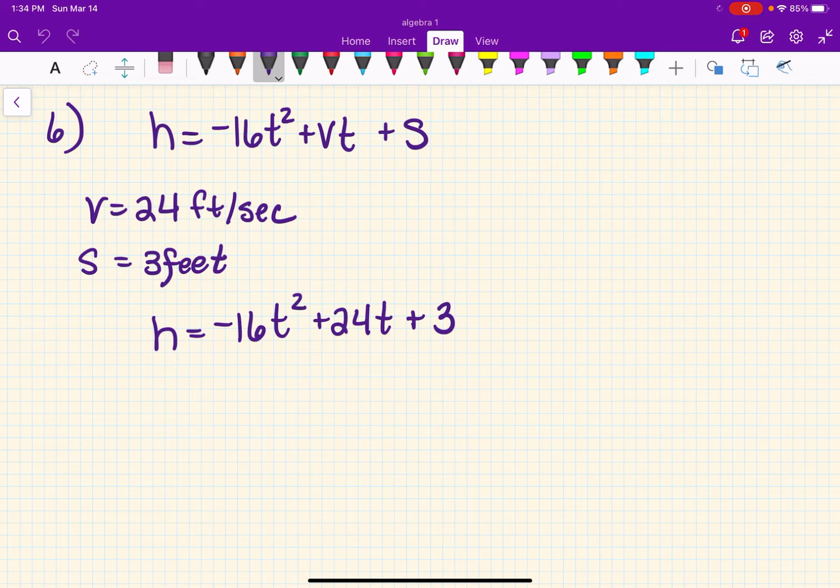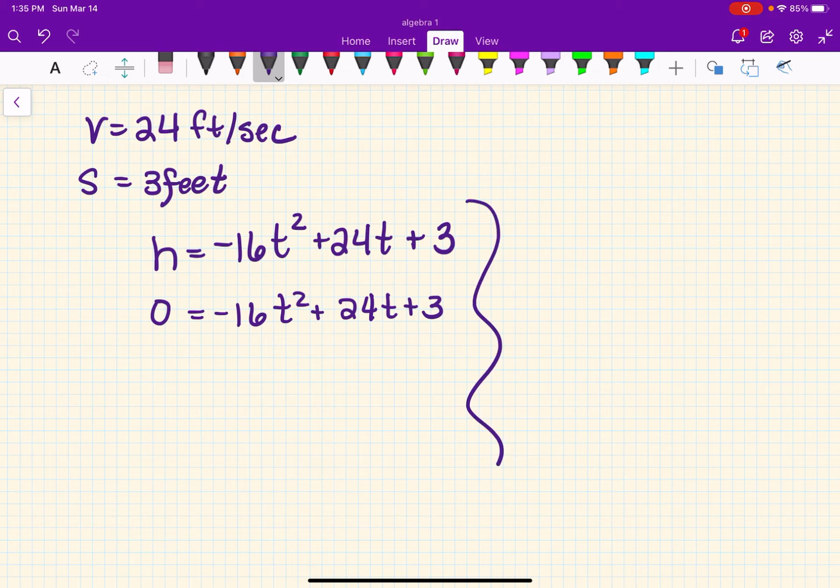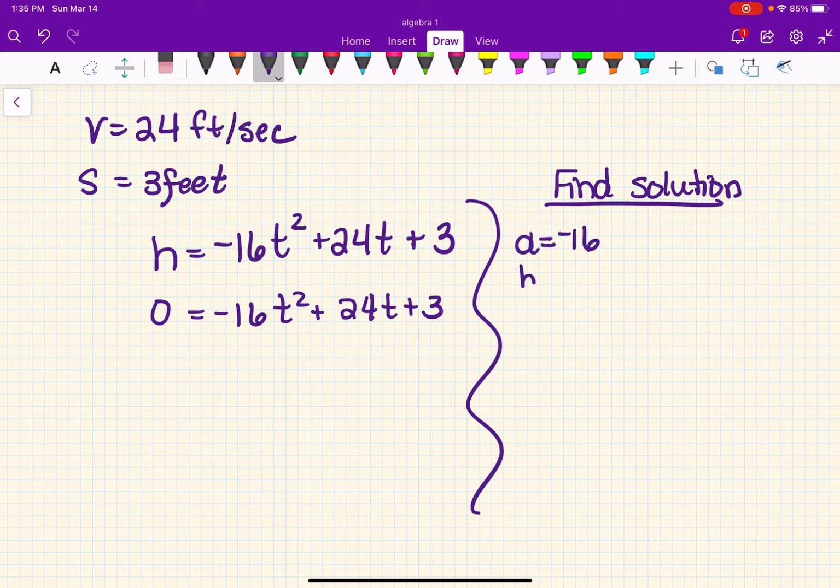So let's start with the vertex in this case. Well, or do we want to figure out when it hits the ground? It's kind of up to you. This one's going to be a little harder, so I'm going to use 0 equals negative 16t squared plus 24t plus 3. It's not factorable. Completing the square is not a good idea, so I'm going to use the quadratic formula here to find the solution where it hits the ground. First we need a, b, and c. A is negative 16, b is 24, and c is 3.